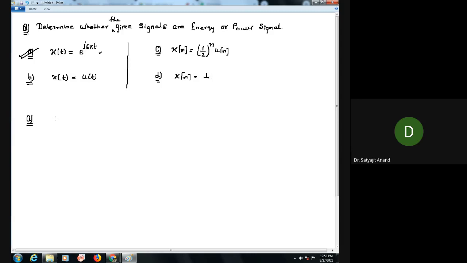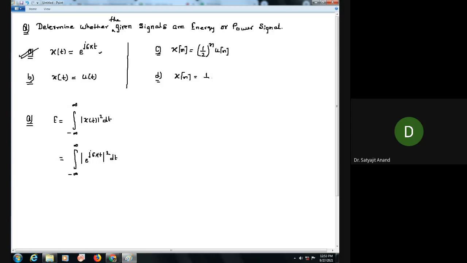So what is the definition of energy? Energy is the integral from minus infinity to plus infinity of mod x(t) whole square dt. So what is the mod of this complex function? This is your complex e to the power j 6 pi t. Let me put this value here: integral from minus infinity to plus infinity of mod e to the power j 6 pi t whole square dt.